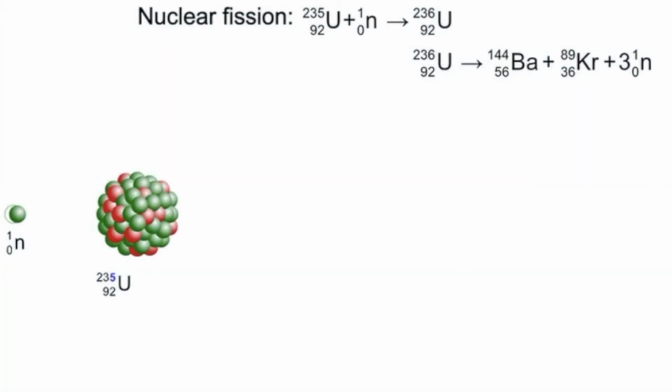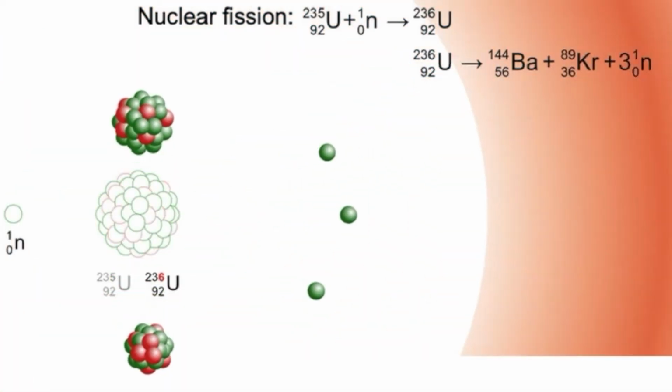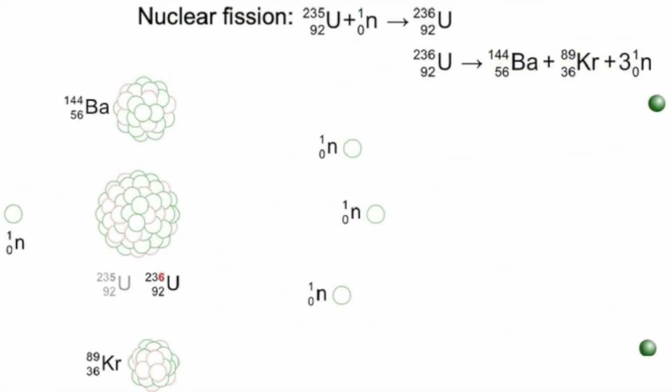Let me show you that and have a look at the equation as well. The neutron is absorbed by the uranium, and in this case we've got uranium-235. So uranium-235 plus a neutron goes to uranium-236. So it's still uranium. You can see the proton number, the atomic number, stayed at 92, but it's absorbed a neutron, so the atomic mass has gone up by 1. That makes it unstable, and so it splits into barium and krypton, and 3 neutrons as well.